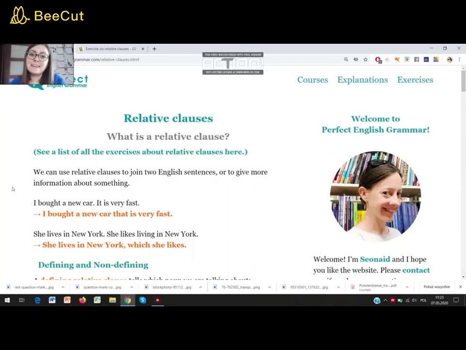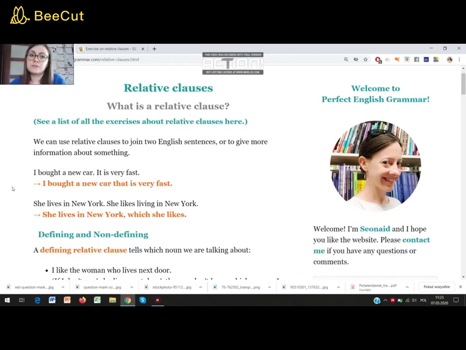Welcome in another week. So today we'll talk about relative clauses, which are quite easy, I guess, but it's good to know how to use them properly in English. So, what is a relative clause? Firstly, we can use relative clauses to join two English sentences or to give more information about something.